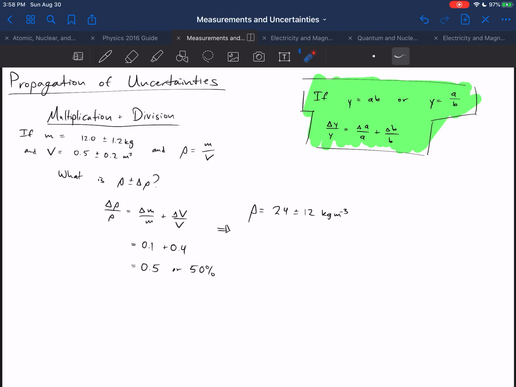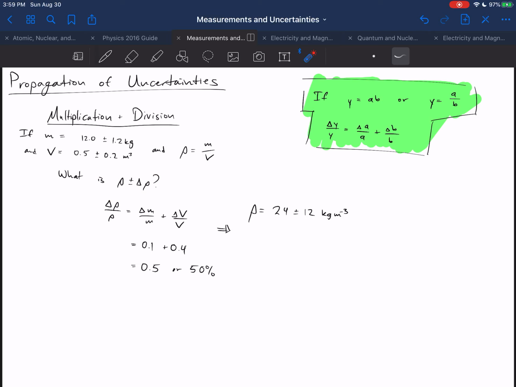Things get a little more complicated when you start multiplying and dividing. So, for example, take the calculation of density. Density, given with the symbol rho, is equal to the mass divided by the volume, the mass of an object divided by the volume of that object. Let's say your mass has been measured as 12.0 plus or minus 1.2 kilograms, and the volume is given as 0.5 plus or minus 0.2 meters cubed. You've got the uncertainty on both the mass and the volume, so the question is, what is the uncertainty on the eventual calculation of the density?